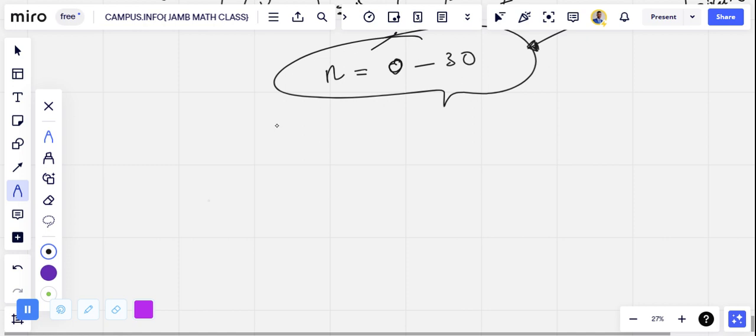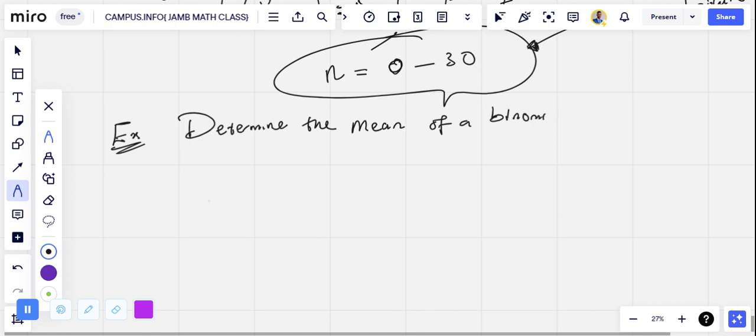Guys, I've seen one particular question here, and it's very simple. Example: determine the mean of a binomial distribution with n equals 2 and p equals 3 over 4. See, this one is very simple. If you come across this kind of question, just close your eyes and pick the correct option.